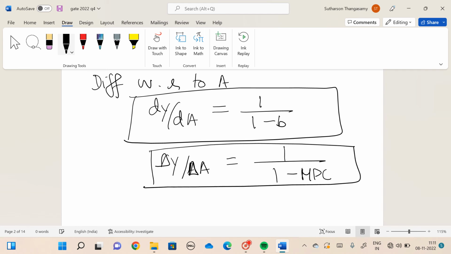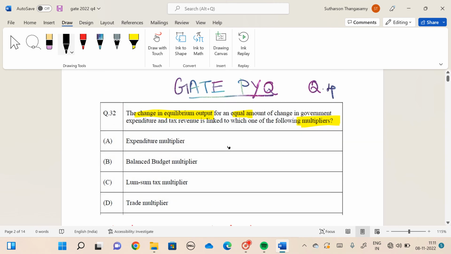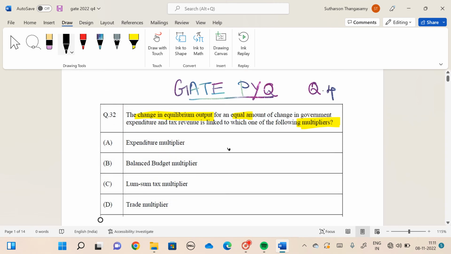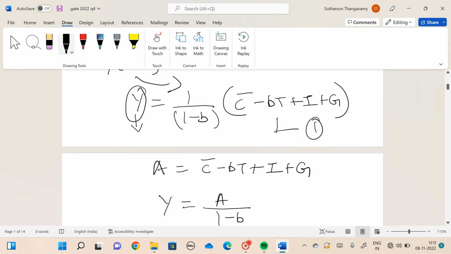So now we derived the multiplier. If it is an autonomous multiplier, what is meant by expenditure multiplier, lump sum tax multiplier, trade multiplier, and the balanced budget multiplier? It's a very simple one. Here I took the substitution that A is equal to C bar minus bT plus I plus G. Instead of that, now we'll consider G changes. Now I have to find the government expenditure multiplier.